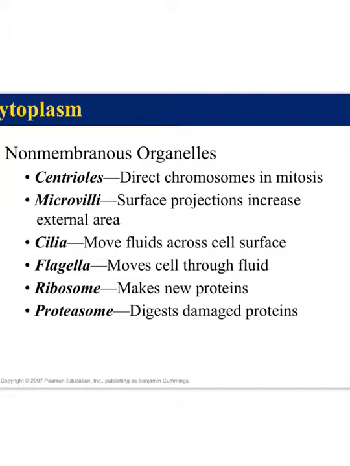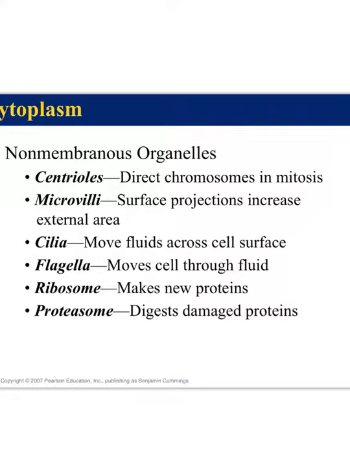Cilia are small hair-like structures that are on the outside of some cells, and their job is to move fluids across the cell surface, and sometimes that also means they help the cell move through fluid. The flagella is more of a tail-like structure that allows cells to move through fluid. Think sperm cells, and the whip-like tails that they have, those are flagella.